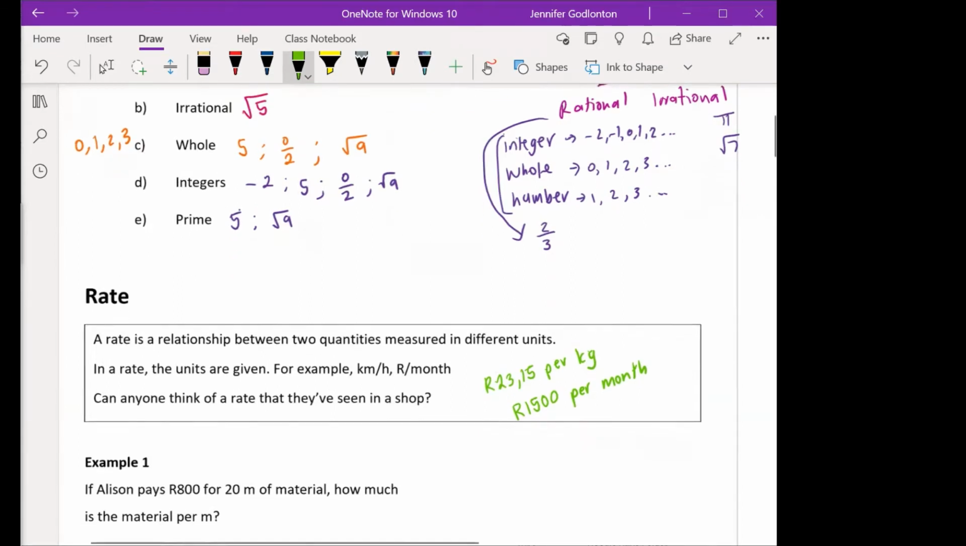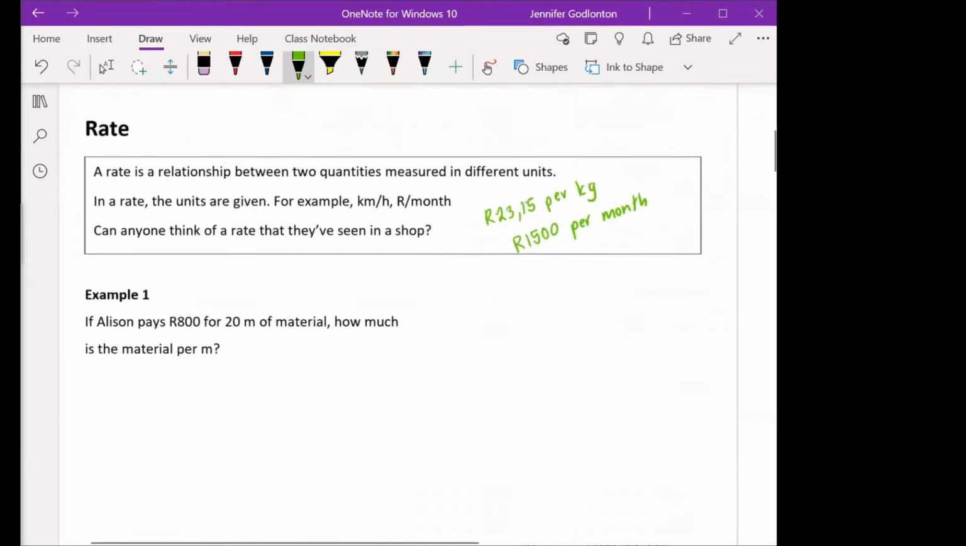Okay, so let's have a look at this question and see if we can break it down. I'm going to show you a nice, quick, easy way to do a question like this, and then I'm going to let you work on some. If Alison pays 800 Rand for 20 meters of material, how much is the material per meter? So our material is 800 Rand for 20 meters. How much is that material per meter?